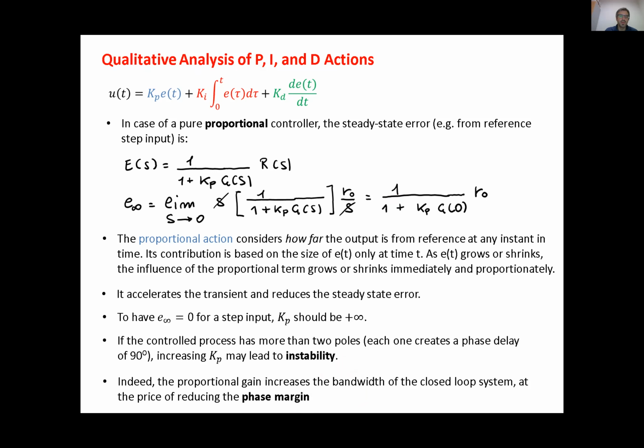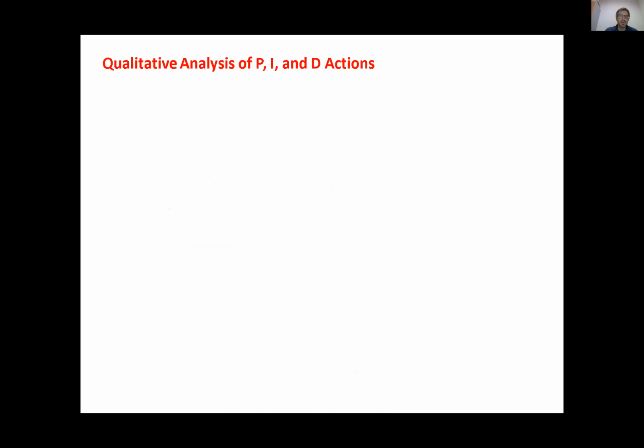And we said that it accelerates the transient. This means that the proportional gain can increase the bandwidth at the price of phase margin, and the reduction of phase margin is responsible for instability.